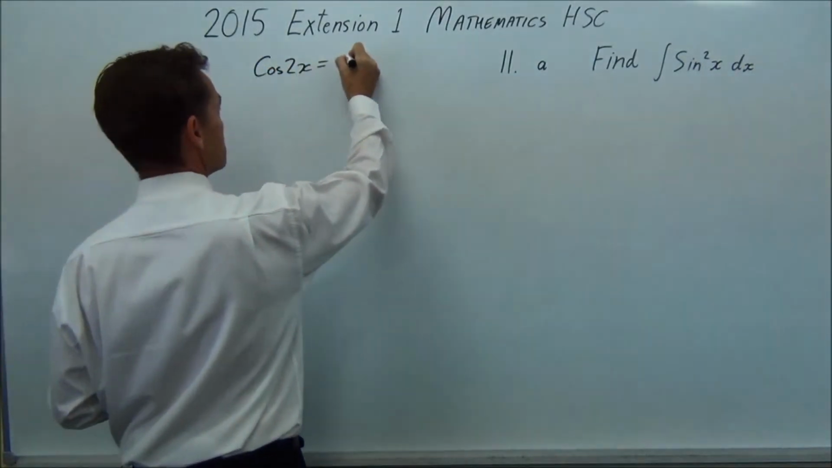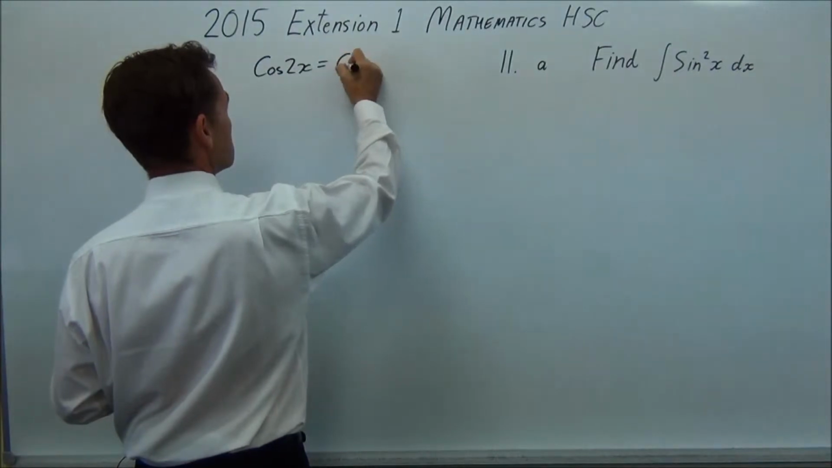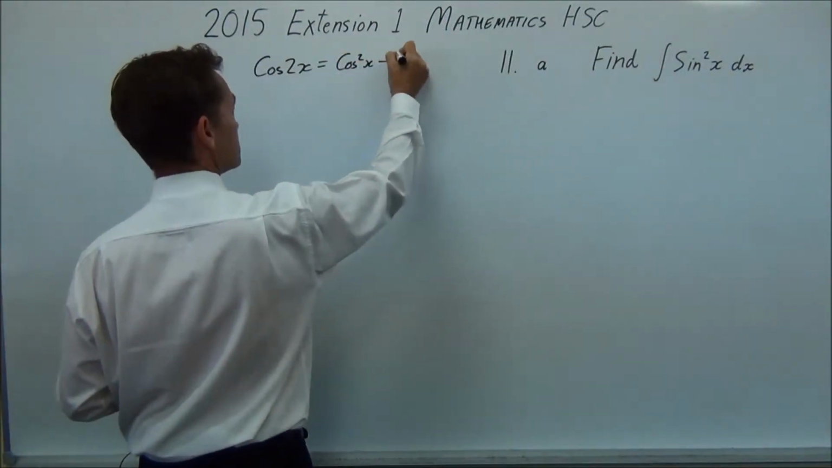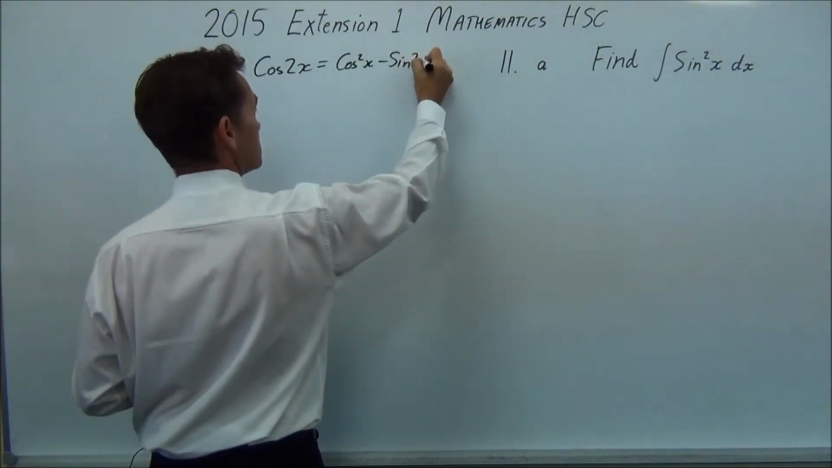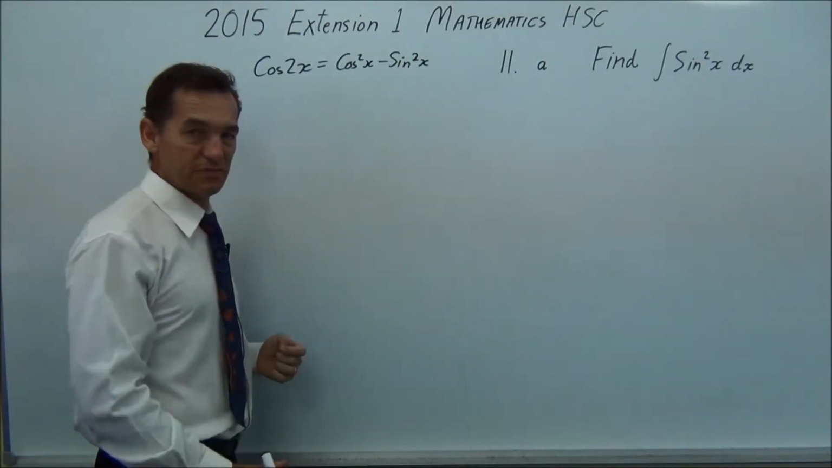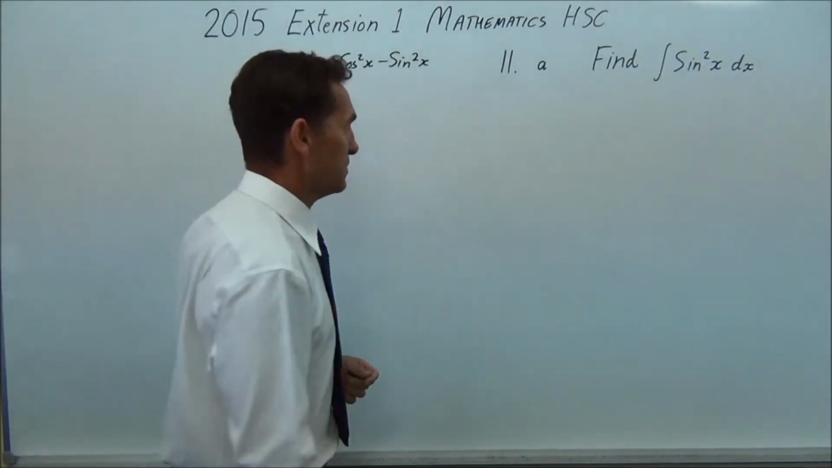cos 2x equals cos squared x minus sine squared x, and you need to start from there. And the reason is, and I'll show you why.